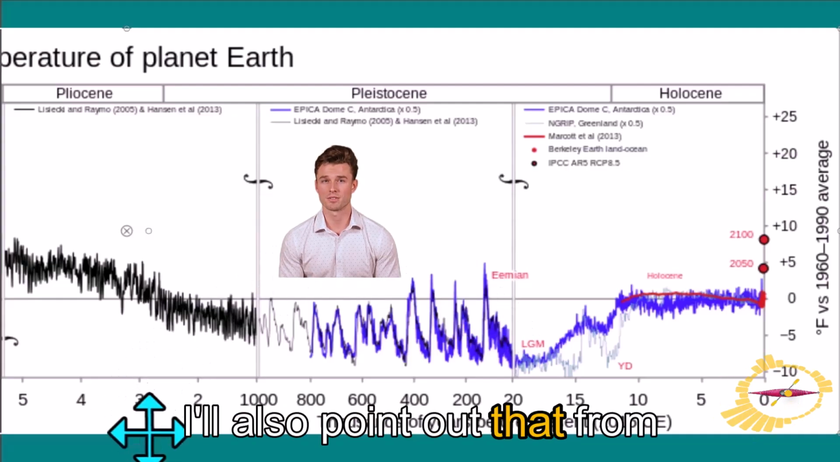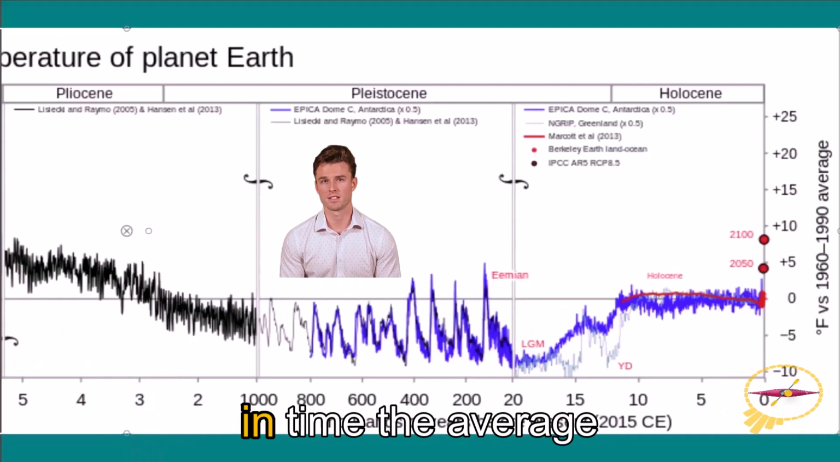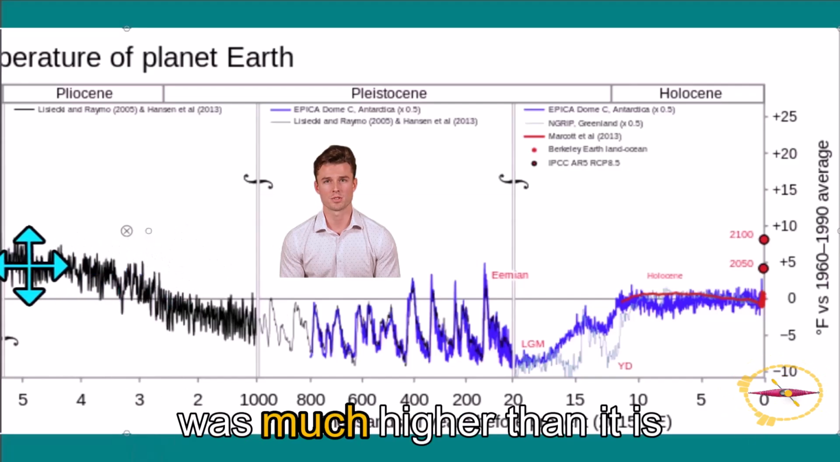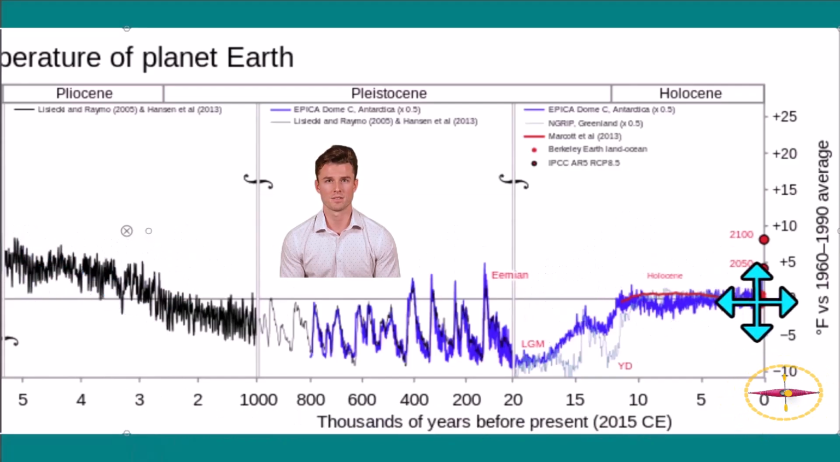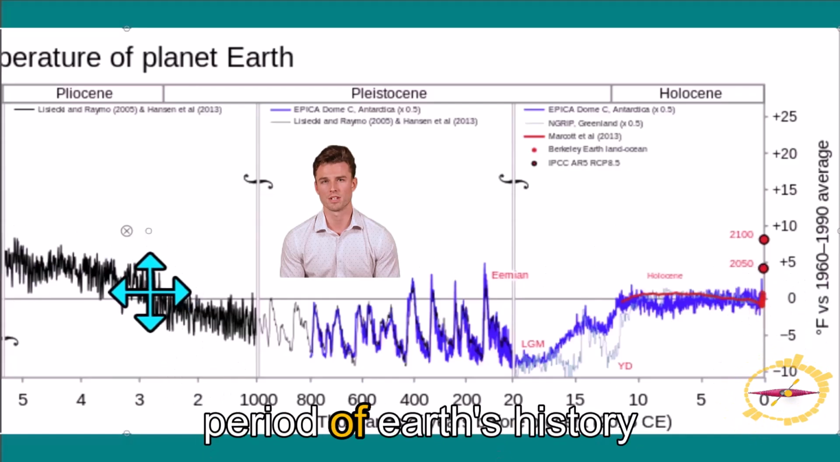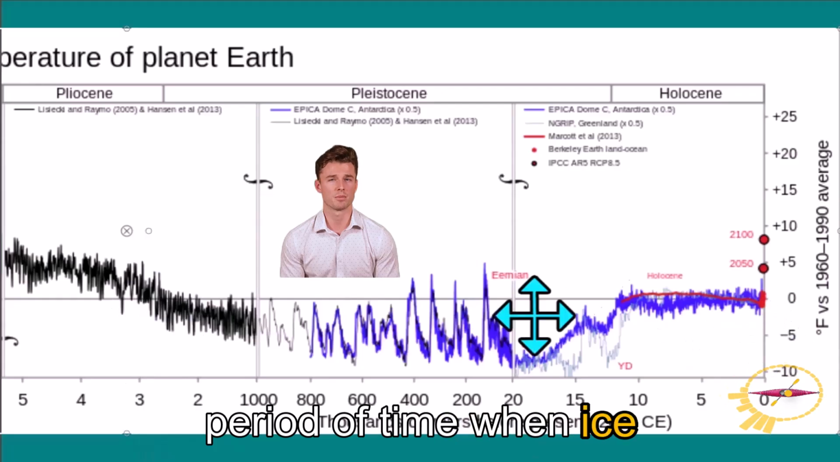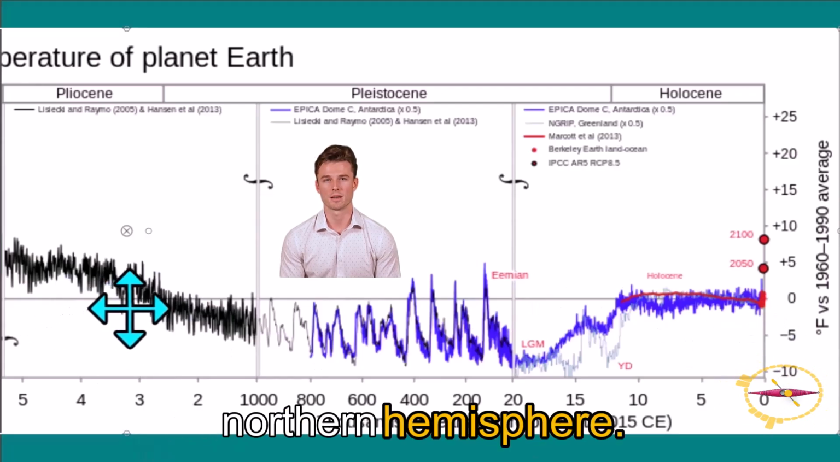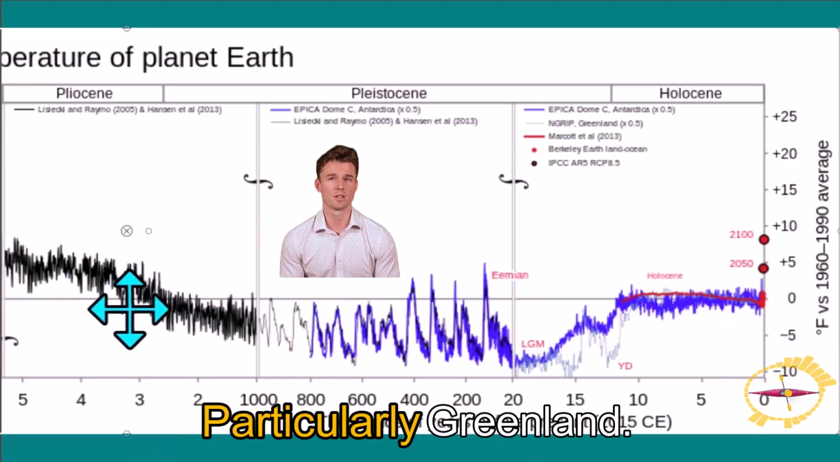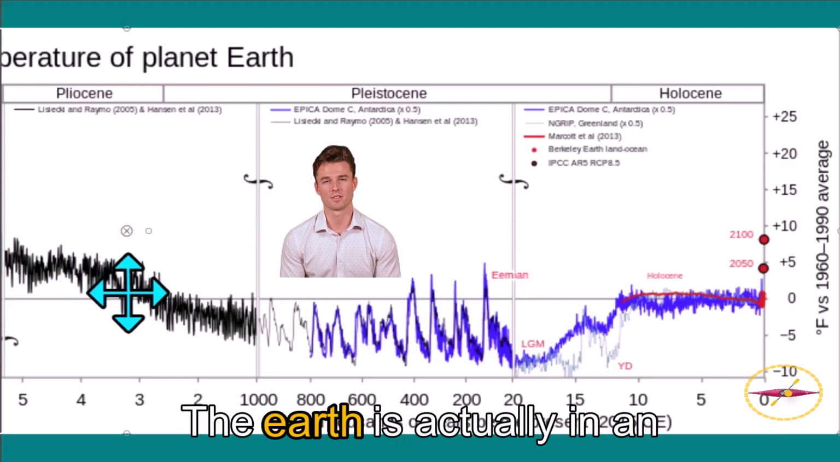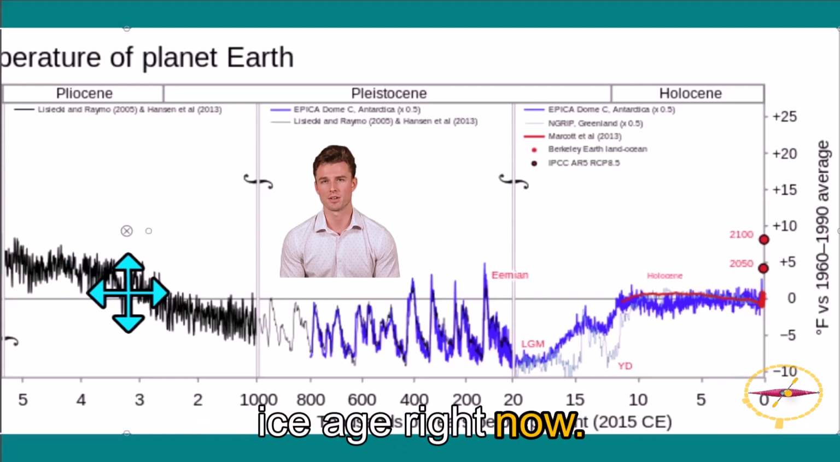I'll also point out that from about 3 million years back in time the average temperature of the Earth was much higher than it is today. I'll also point out that this period of Earth's history from here onward to the present occurs during a period of time when ice sheets are present over the northern hemisphere, particularly Greenland. The Earth is actually in an ice age right now.